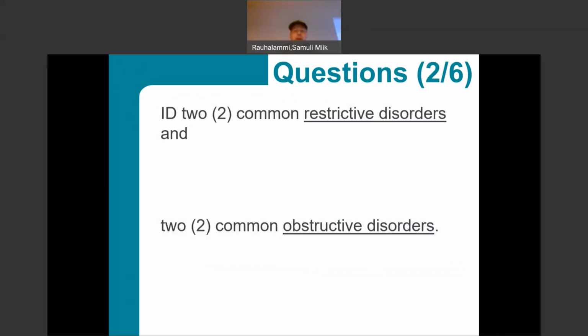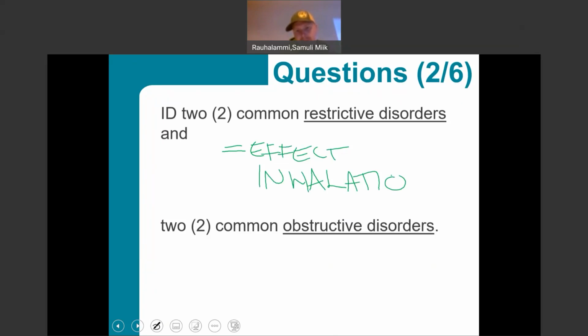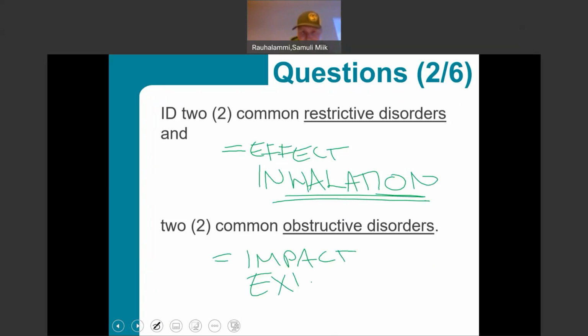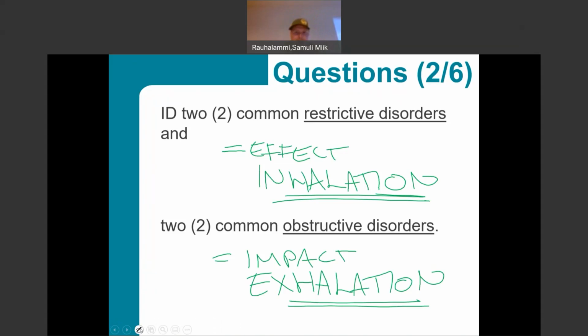I also asked you to identify two common restrictive disorders and two common obstructive disorders. Remember that restrictive conditions, and let me make a note here for you, when we talk about restrictive conditions, we talk about them affecting inhalation, so breathing in, whereas obstructive disorders impact our breathing out. So that's an important concept to take away when we're talking of the difference between the two.